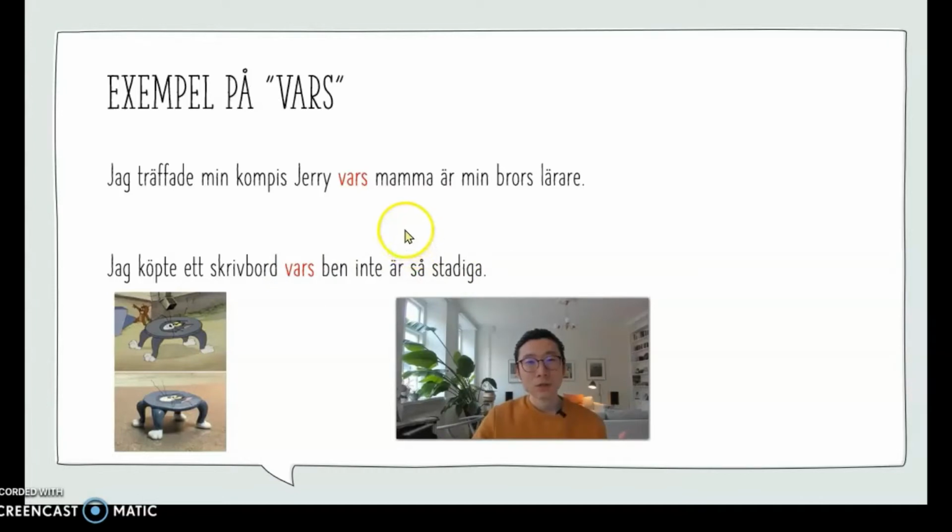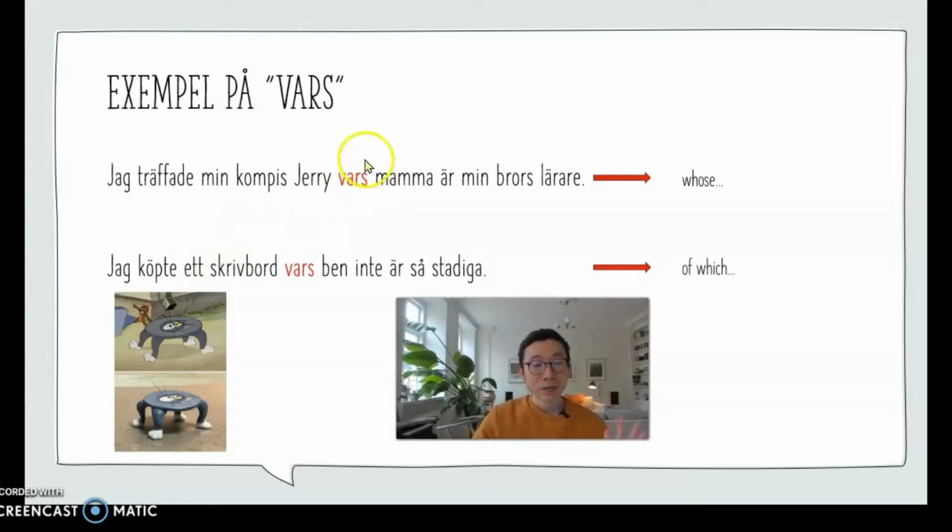So now maybe you are a little bit confused because we've just said that vars can be translated as whose, but now it seems like we cannot translate this into whose in the second example. Yes, you're right, we cannot, because vars is not only whose. Vars is also something else. Vars is, in this case, of which. So in the first case, vars can be translated into whose in English, and the second case, vars is translated into of which, so the legs of which.